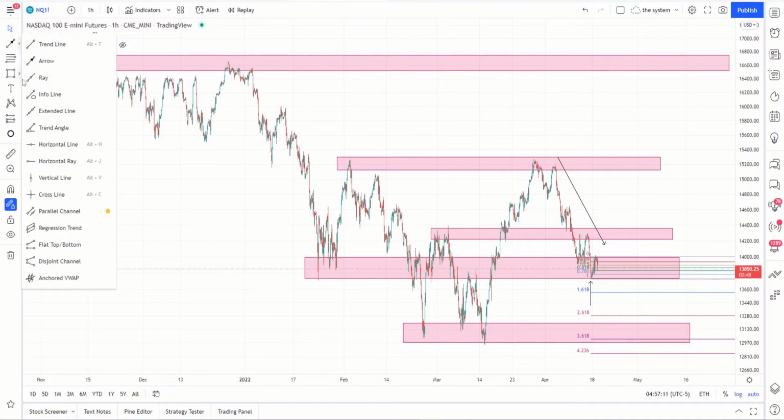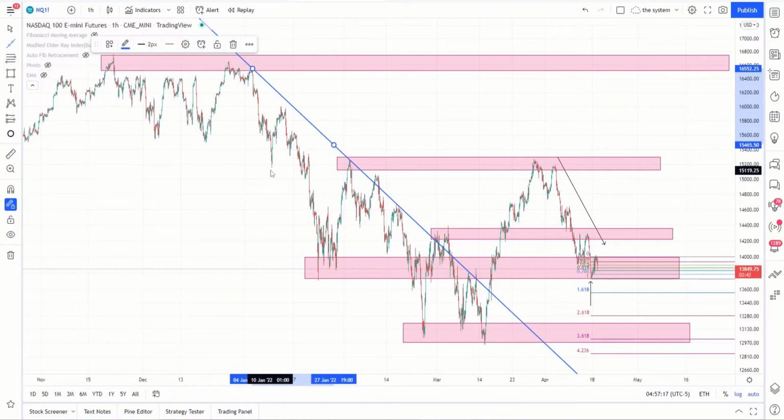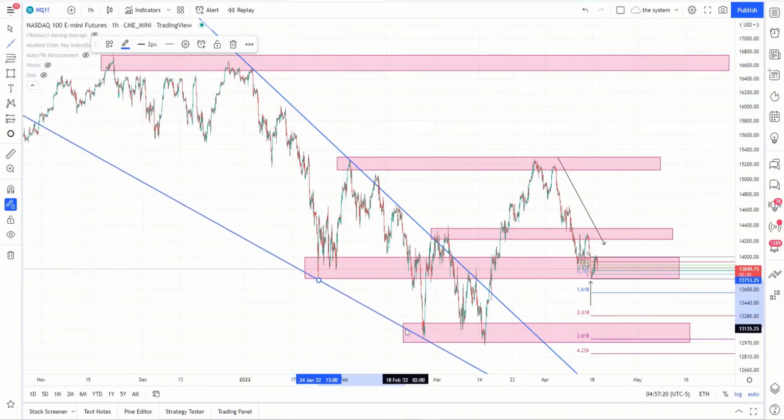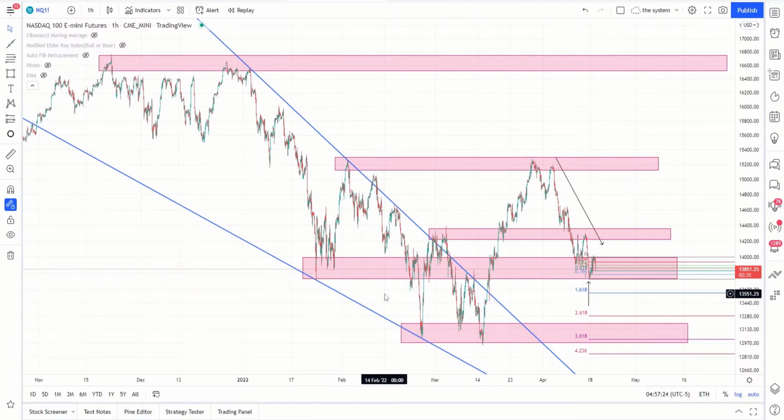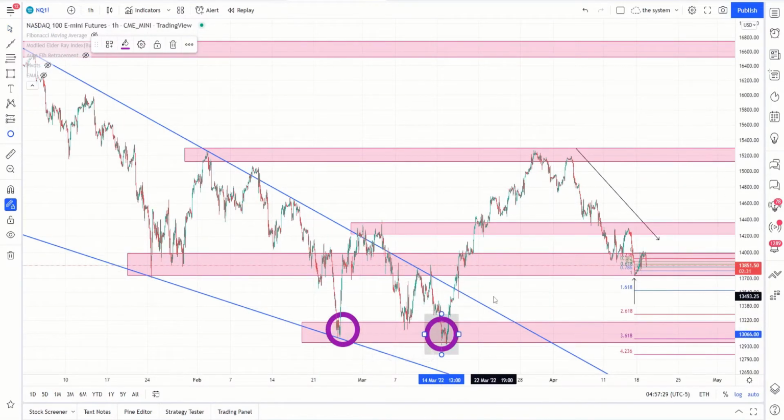The next thing I'll do is I'll take out the extended line and I will try to find any type of trend channels, no matter how far away they are from the market. I'm also trying to look at if any patterns have played out. So the first thing I can actually see on this hourly is that we formed a double bottom here.